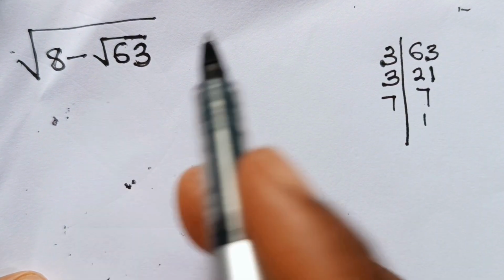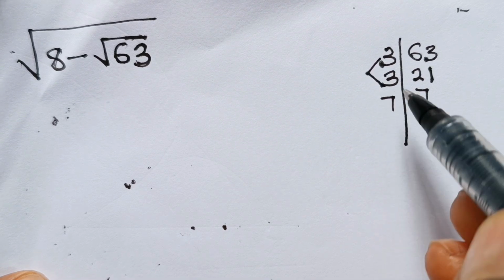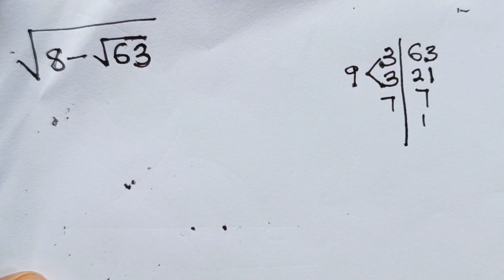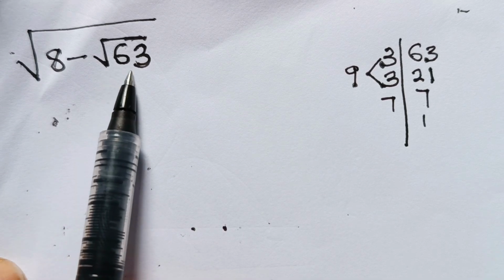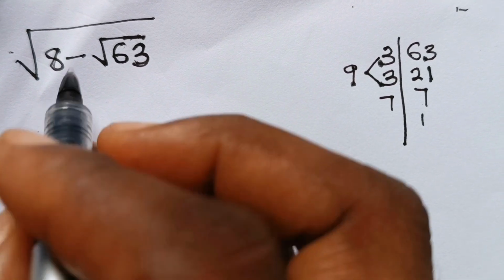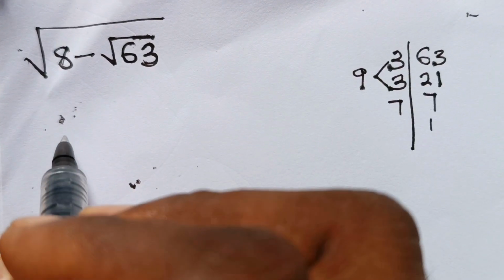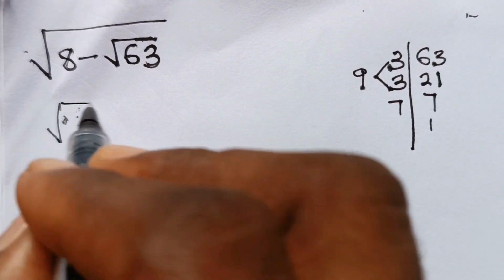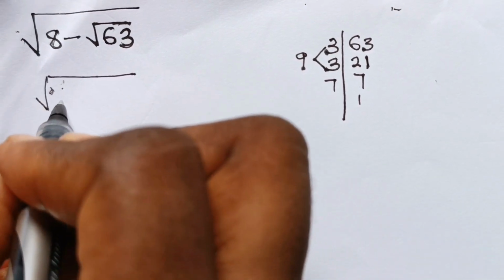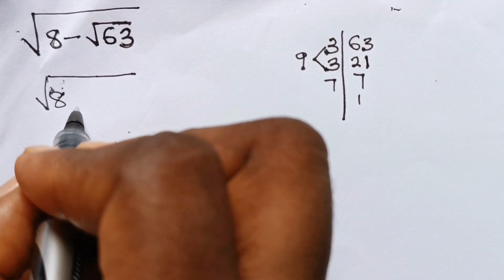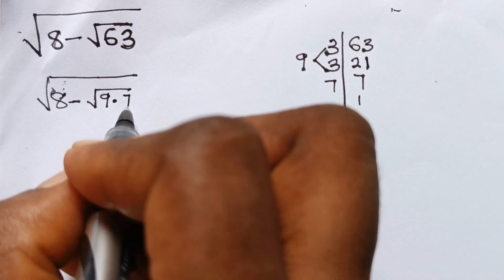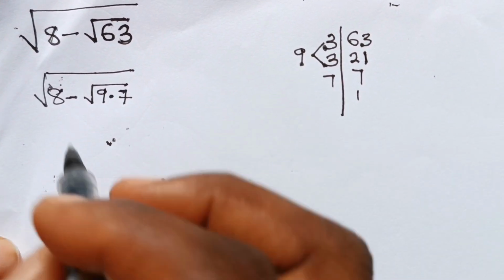So because this is square root, if we group this in pairs, this is the only pair we have here. 3 times 3 is 9. So it simply means that we can express root 63 as root 9 multiplied by 7, right? So we have this as the square root of 8 minus, this will be square root of 9 multiplied by 7, okay?